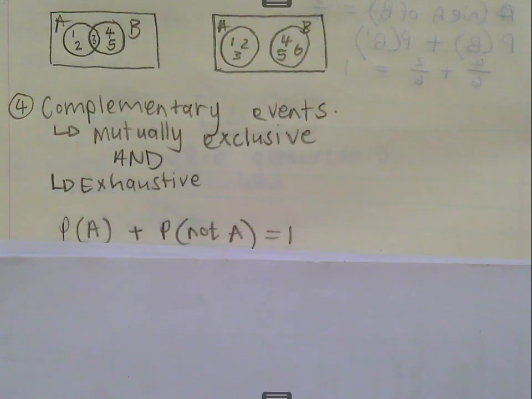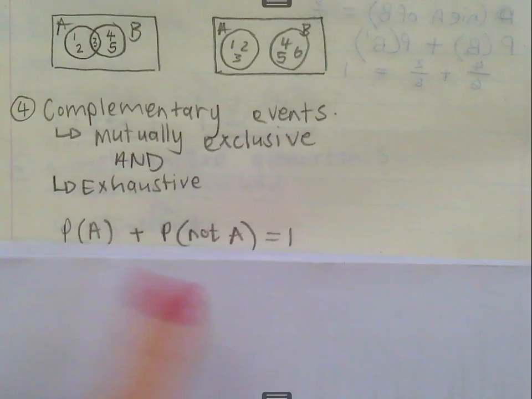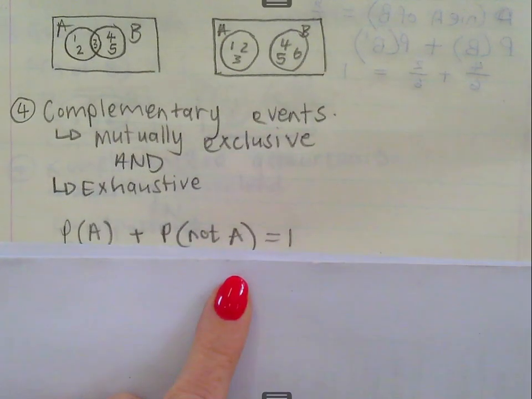Do you agree with me? Because if I choose someone in the grade 11D class, they will either have mathematics, probability of A, or they will not have mathematics, probability of not A. Okay, so it sounds very difficult, but it's actually very easy.